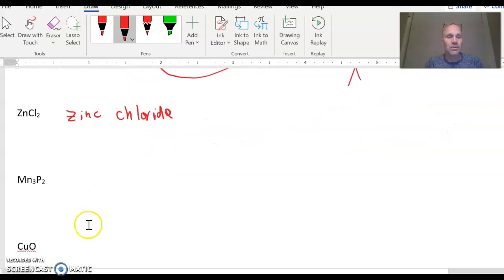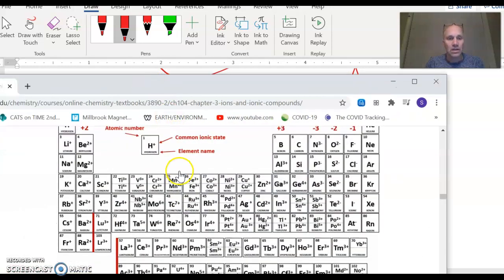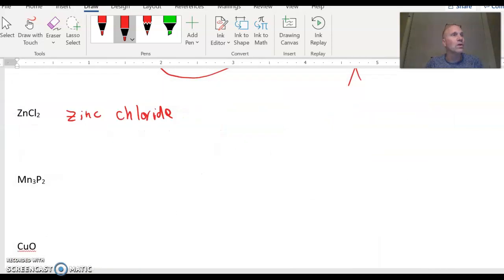The next one, manganese phosphide. Let's see, does that need one? Manganese is right here, so it's in the transition metal region, and you can see that it's not one of those that don't need it. So we know it's going to need a Roman numeral. Manganese, I'm going to save space for a Roman numeral. And then the last name is going to be this right here, so that's going to be phosphide.